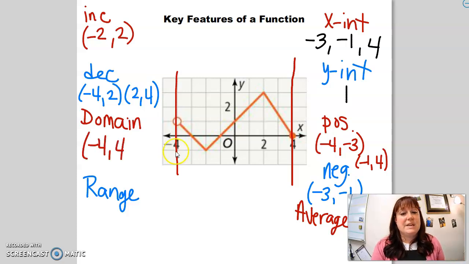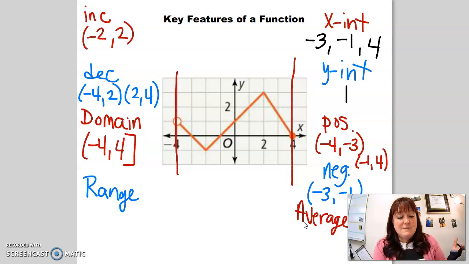Now what's interesting is, do I include -4? No, because see, it's got an open circle, which means I go all the way right up to 4, but I don't include it. But do I include 4? Yes, there is a point at 4, right? There's not a point at -4, but there is a point at 4. So my domain is -4 to 4, but I include 4, so I use that closed bracket.